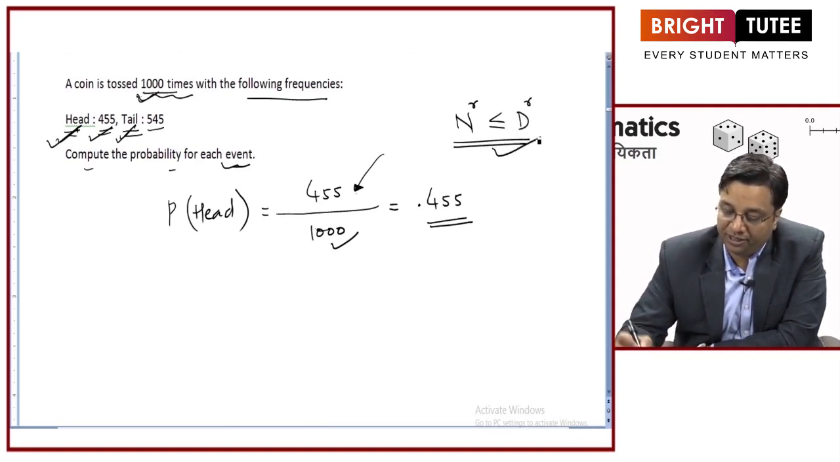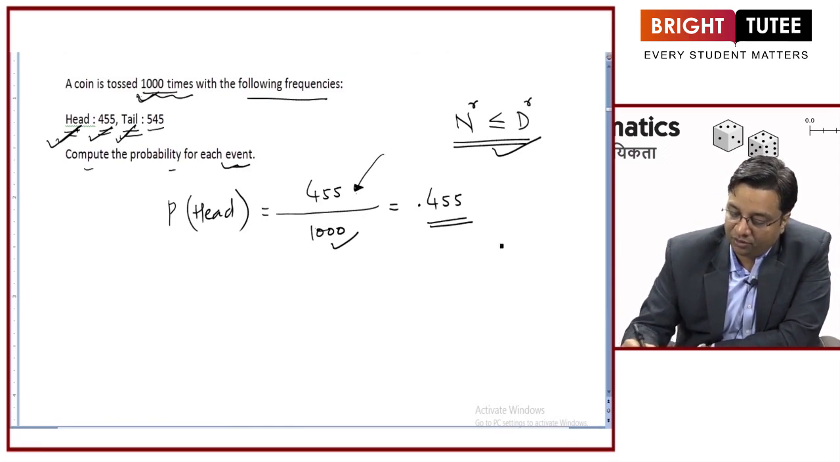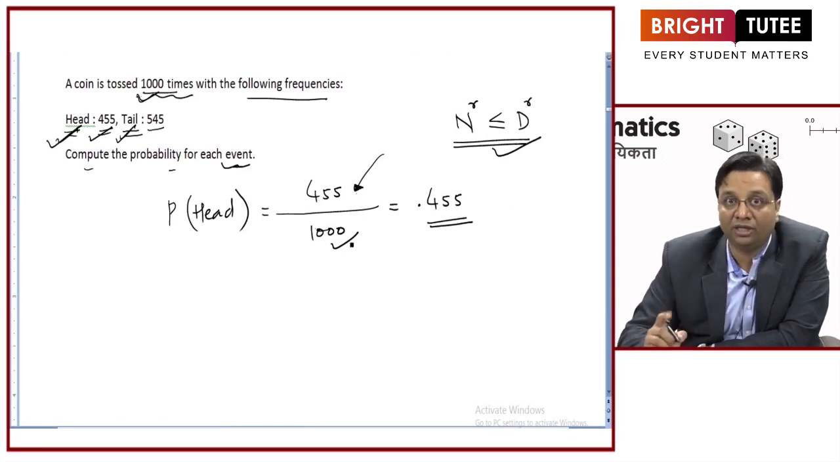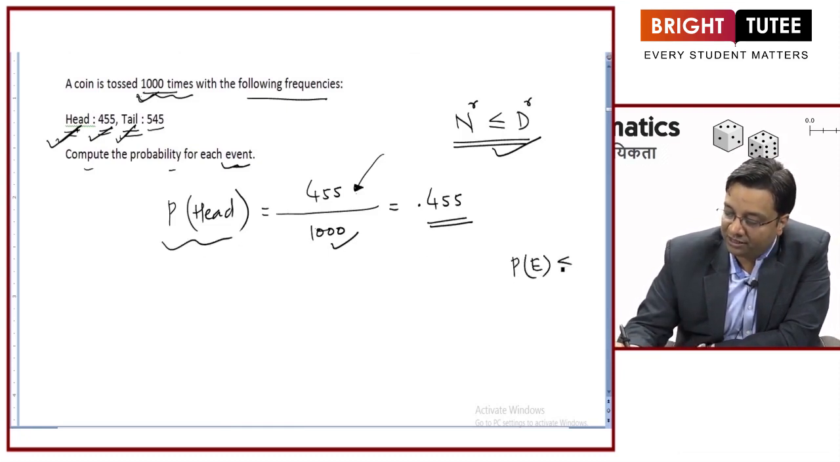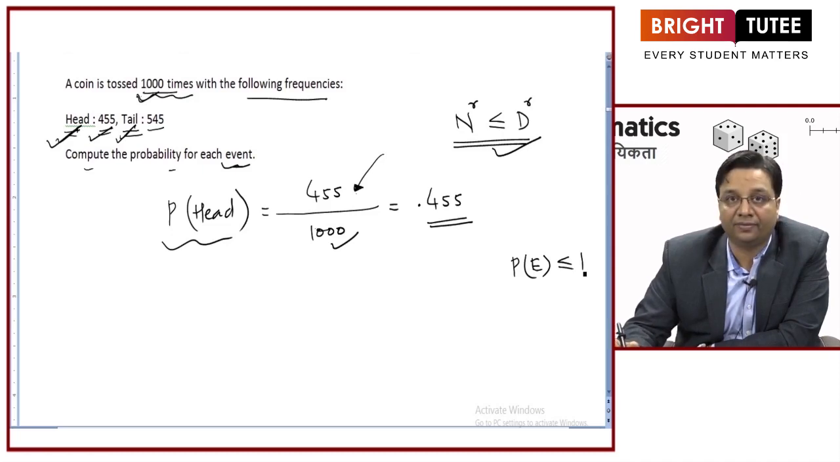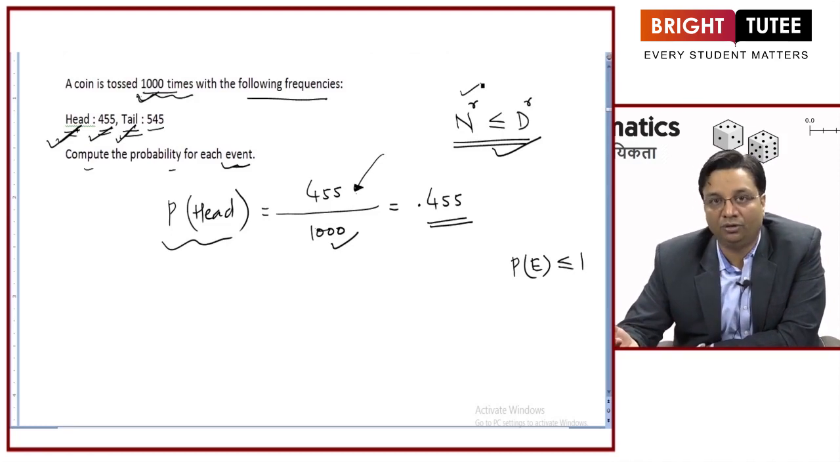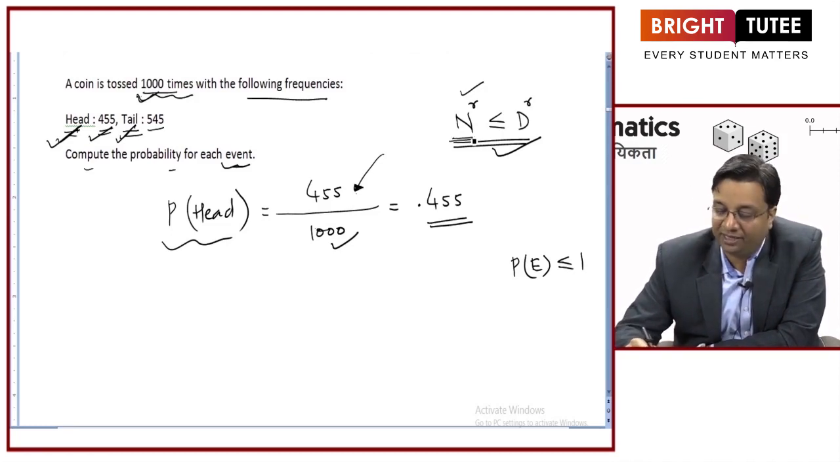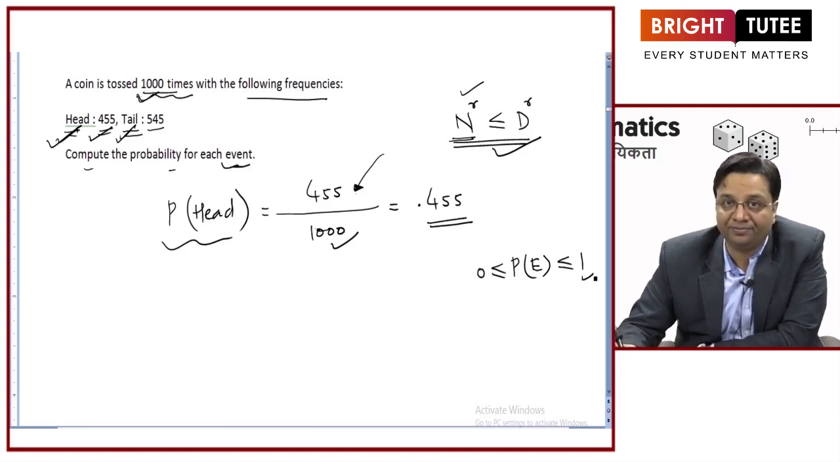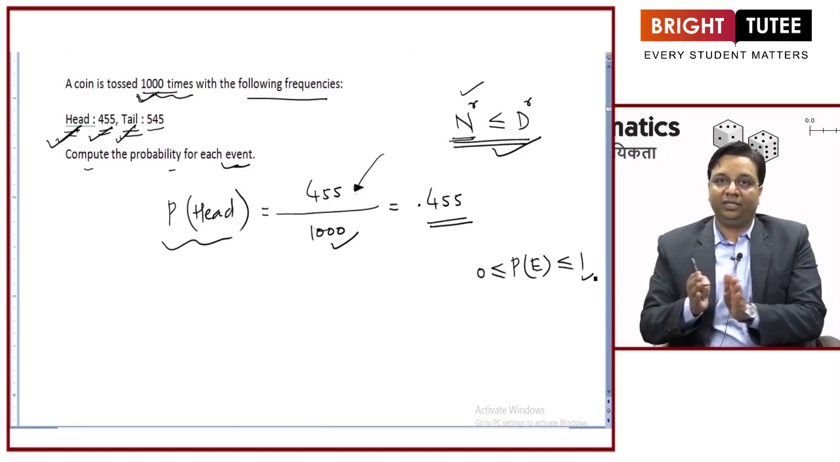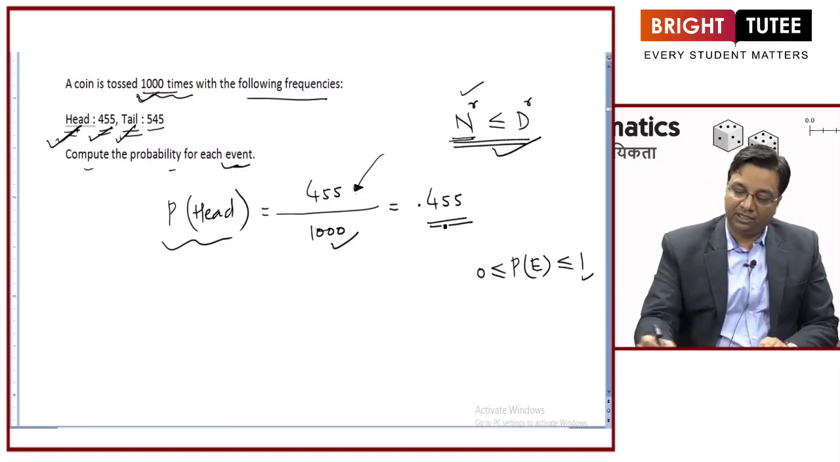Now this tells me that this number will always be lesser than or equal to 1. This number, that is probability of an event, will always be lesser than or equal to 1, okay? Because the numerator maximum it can become equal to denominator and minimum it can be 0. So the probability of an event can be minimum 0 and maximum 1, otherwise it will be between 0 and 1.